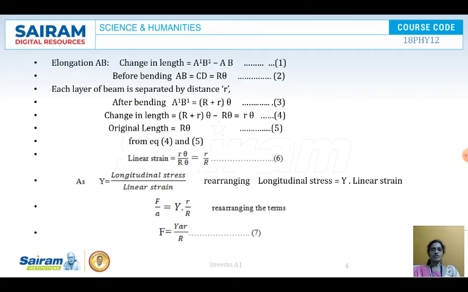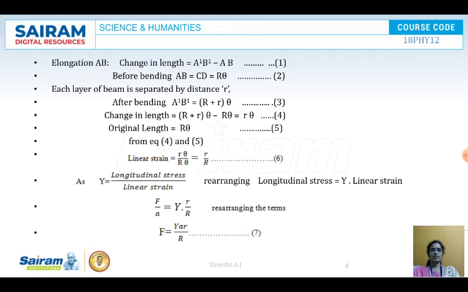From equations 4 and 5, we got from 4 the change in the length and the original length is equation 5. We know that linear strain is equal to change in length by original length. Getting the values from equations 4 and 5, we get small r by capital R. Let that be equation 6.